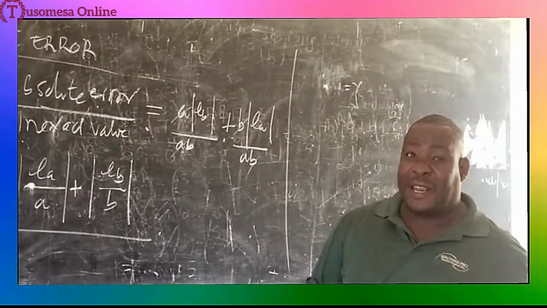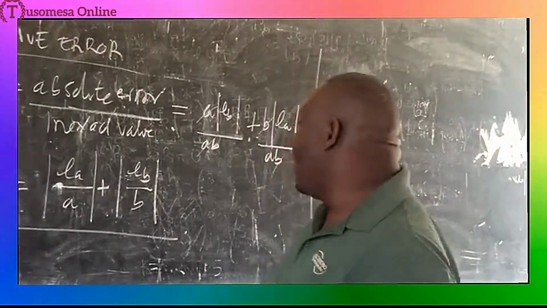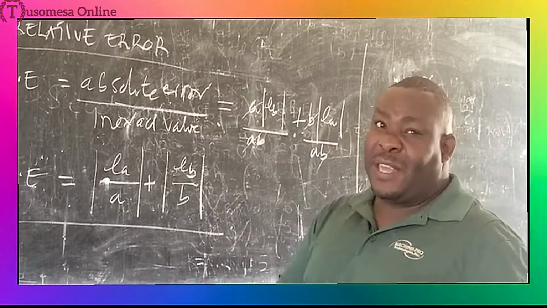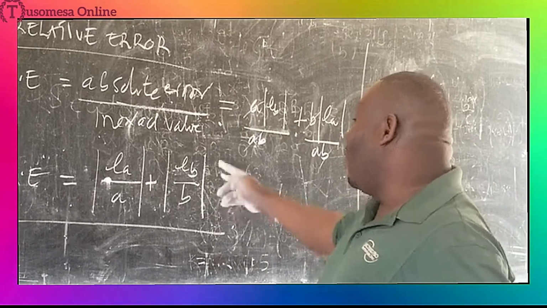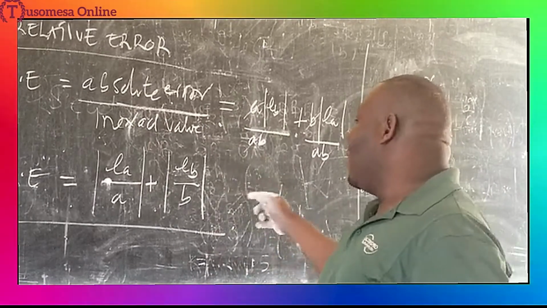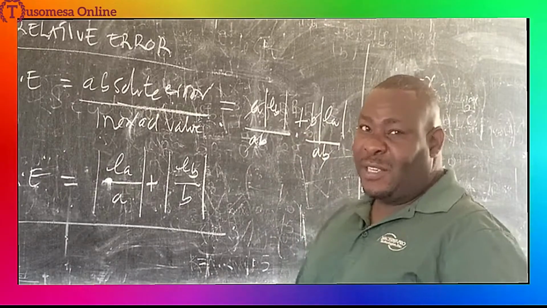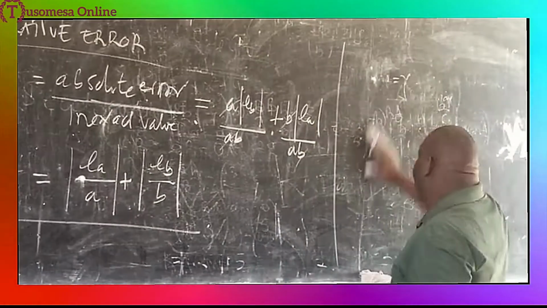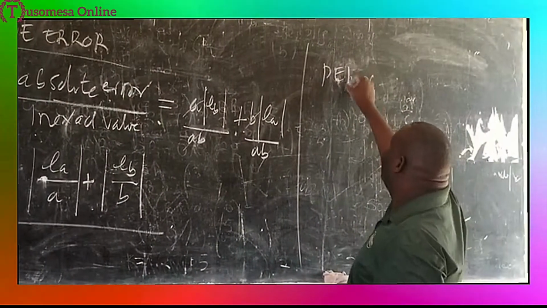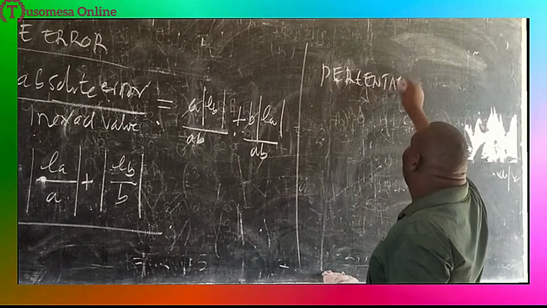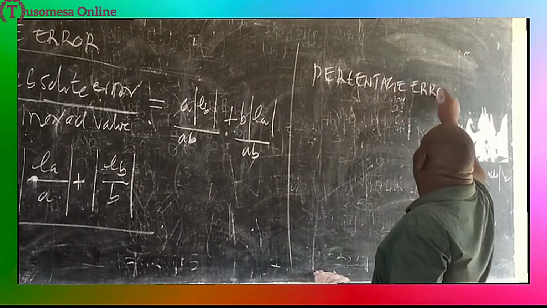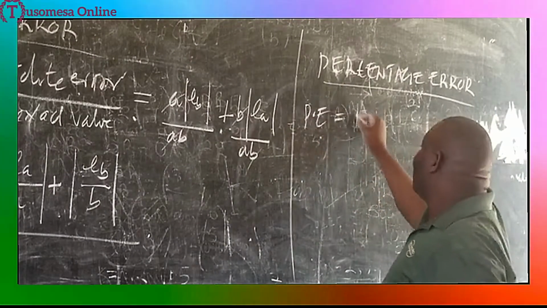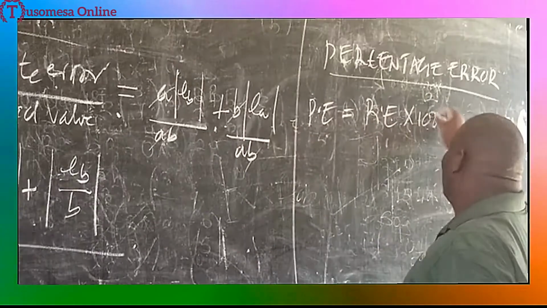You can even quote it directly if you are given two numbers. If they have given you two values of X and Y, and they ask what is the relative error in that expression, you quote that it is the error in X over X plus the error in Y over Y. You get it? The absolute error in the relative error. So we can stretch further to get the percentage error. We say the percentage error is equal to the relative error times 100%.